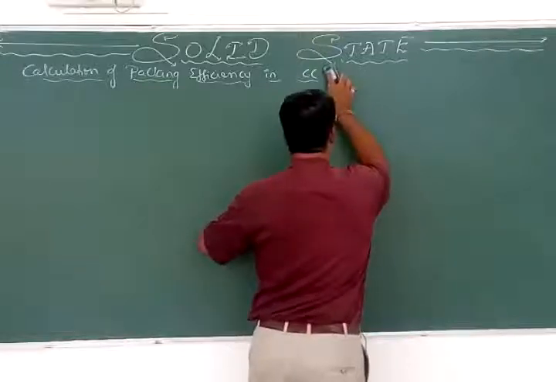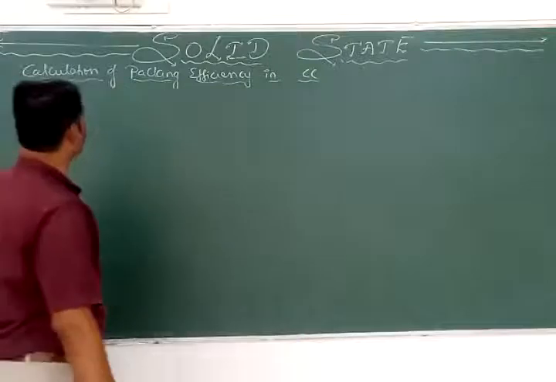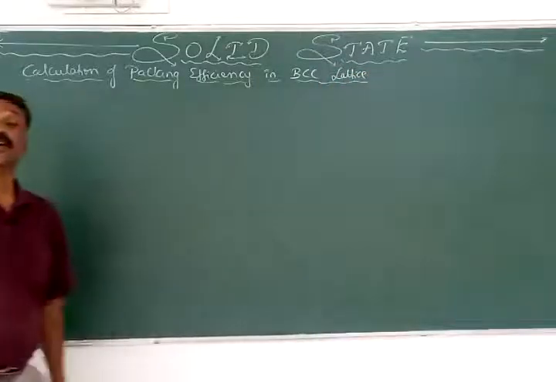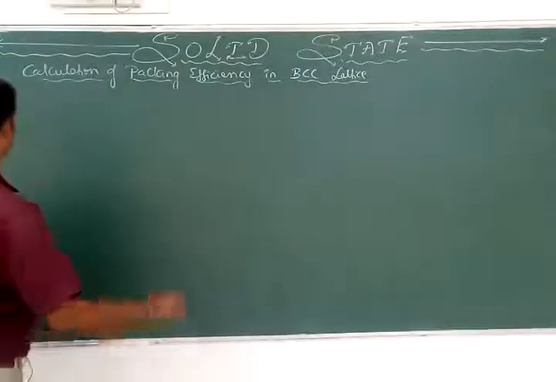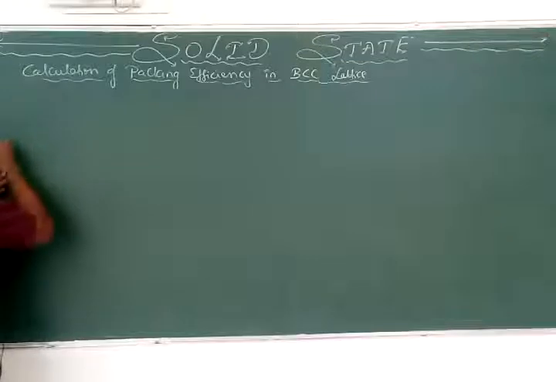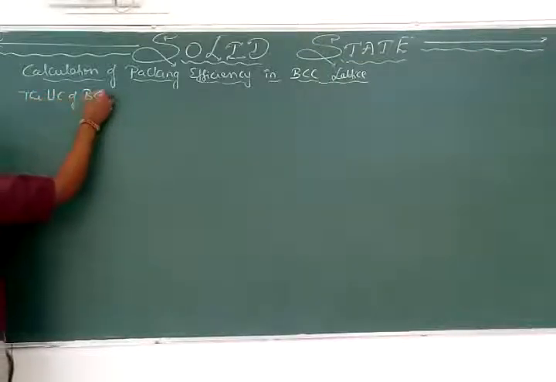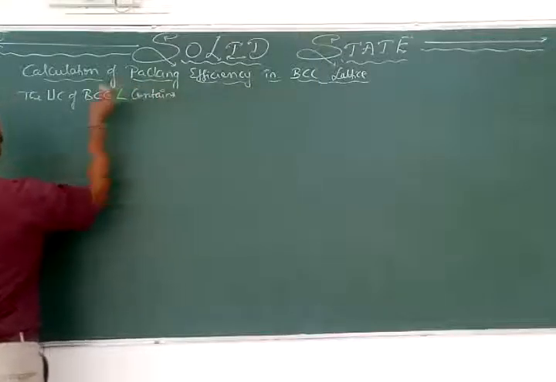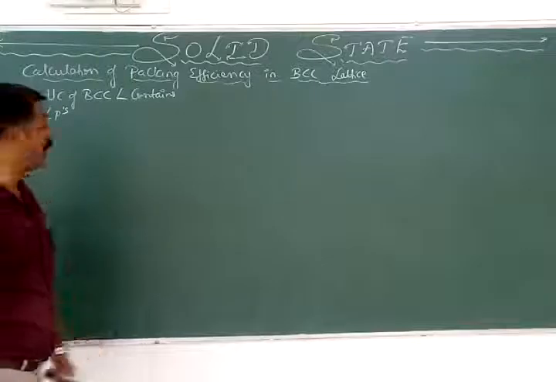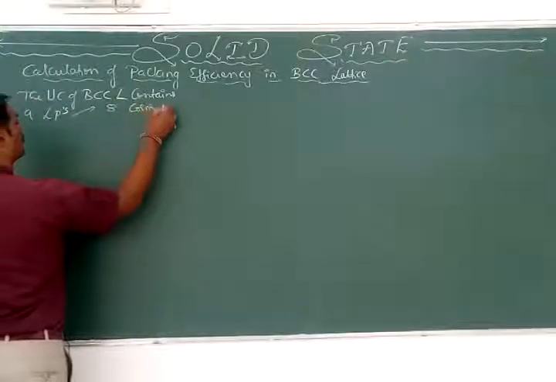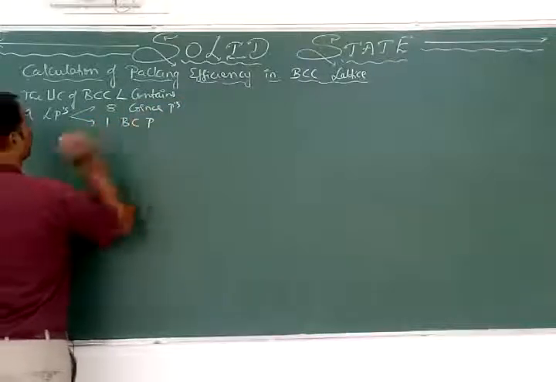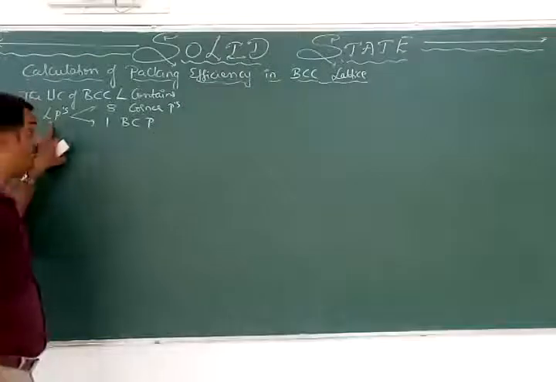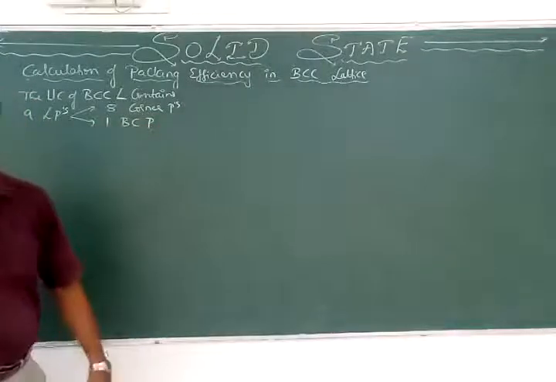Now we will move on to the last derivation, that is the calculation of packing efficiency in the BCC lattice. What is the BCC lattice here? It is the body-centered cubic lattice. Let's consider the packing efficiency first. The unit cell of the body-centered cubic lattice contains how many lattice points? 9 lattice points, in which 8 are corner particles and 1 is a body-centered particle. So that is the condition with respect to the cubic unit cell of BCC: totally 9 lattice points, 8 at the corners and 1 at the body center.